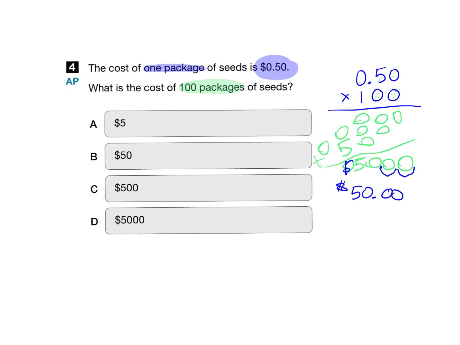50.00 would be $50. So 50 cents times 100 equals $50. So if they bought 100 packages, how much money did they spend? They spent $50. So the answer is B. Very good.